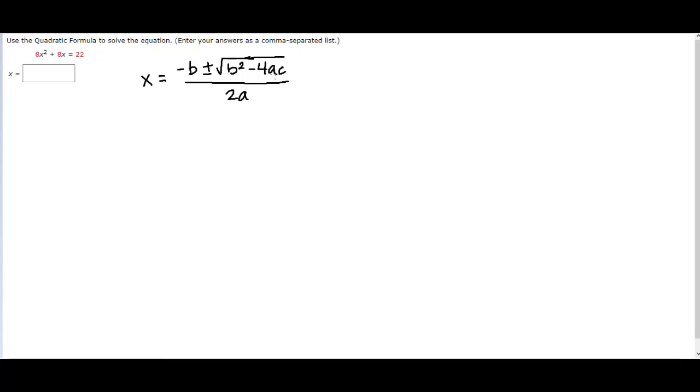And so the thing we need to know here is that we have these a, b, and c, and a, b, and c come from the standard form of a quadratic equation. Alright, so we have a, b, and c.